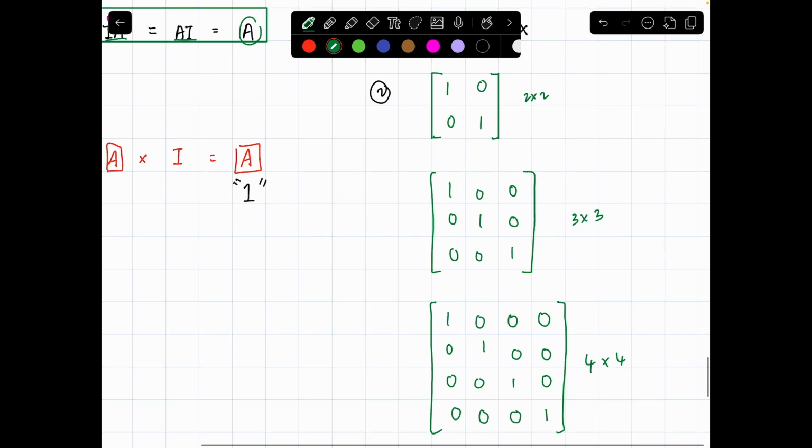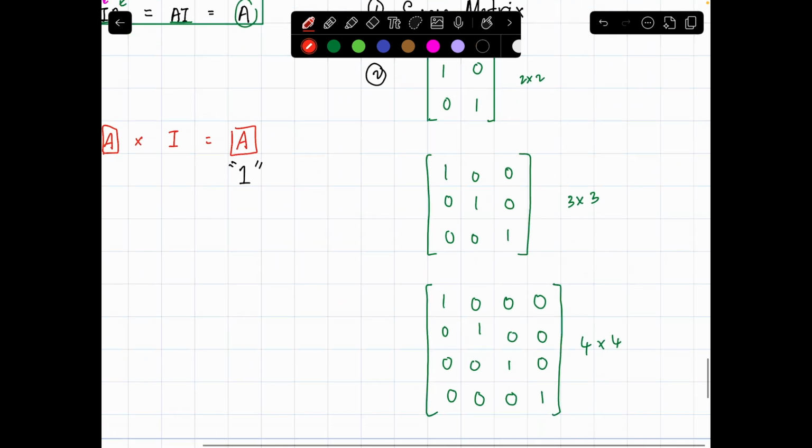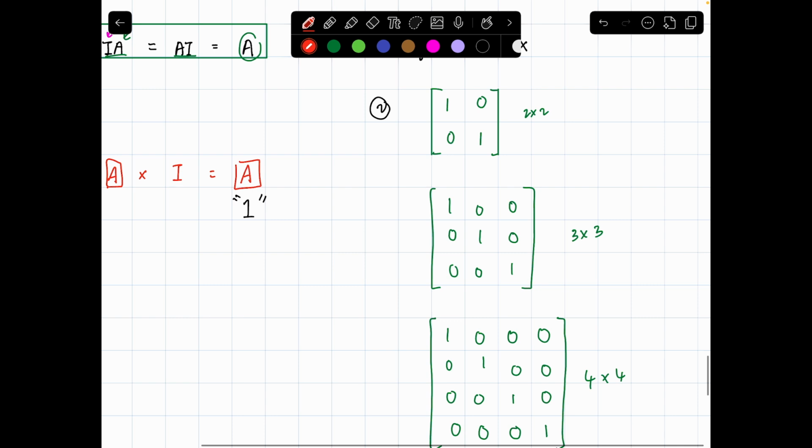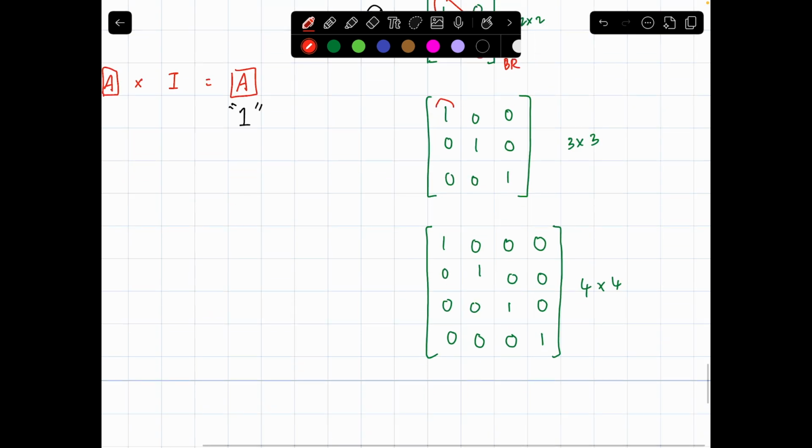So if you take a look at this, you can see that there is a particular pattern, especially with the number 1. The number 1 is arranged diagonally from the top left to the bottom right. And it repeats for any arrangement of matrix. No matter it's 3 times 3, 4 times 4, even if it is 15 times 15, or 100 times 100, it is still going to look the same. For an identity matrix, the number 1 has to be arranged from the top left to the bottom right.